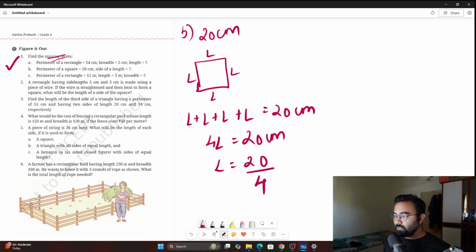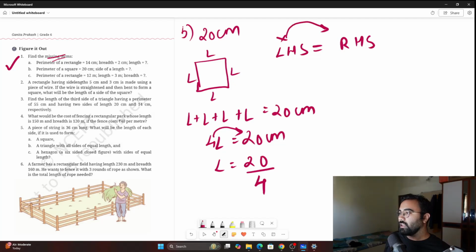Remember what I said earlier, if something is in multiplication over here, and there is an equality in between, this is left hand side, this is right hand side, if you change the side, it goes into division. So since 4 was in multiplication over here, when I changed its side from LHS to RHS, now it is in division, and 4 5s are 20, so 5 centimeter. So for the square, the perimeter was 20 and the length is 5. If you add 5, 5, 5, 5, you'll get 20.